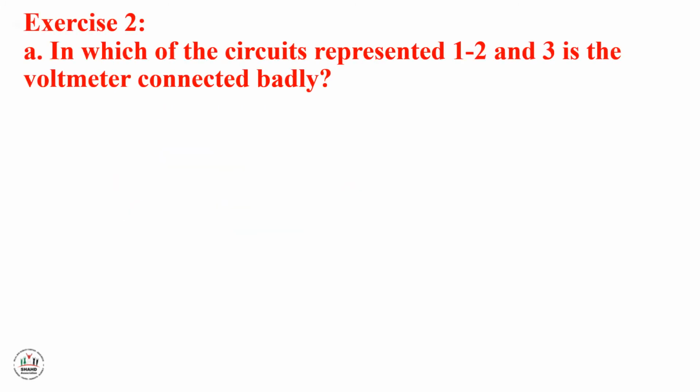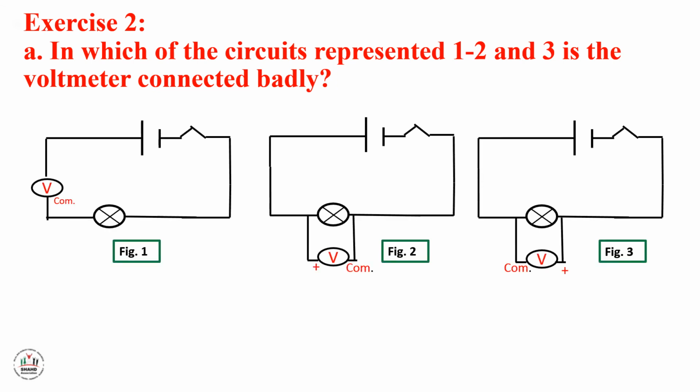Let's do another exercise. In which of the circuits represented by figures 1, 2, and 3 is the voltmeter connected badly? In figure 1, the voltmeter is connected in series with the appliance. We know that the voltmeter should be connected in parallel. That's incorrect. In figure 2, the voltmeter is connected in parallel with the appliance. The positive terminal of the voltmeter is connected to the positive terminal of the battery, and the negative one is connected to the negative terminal of the battery.